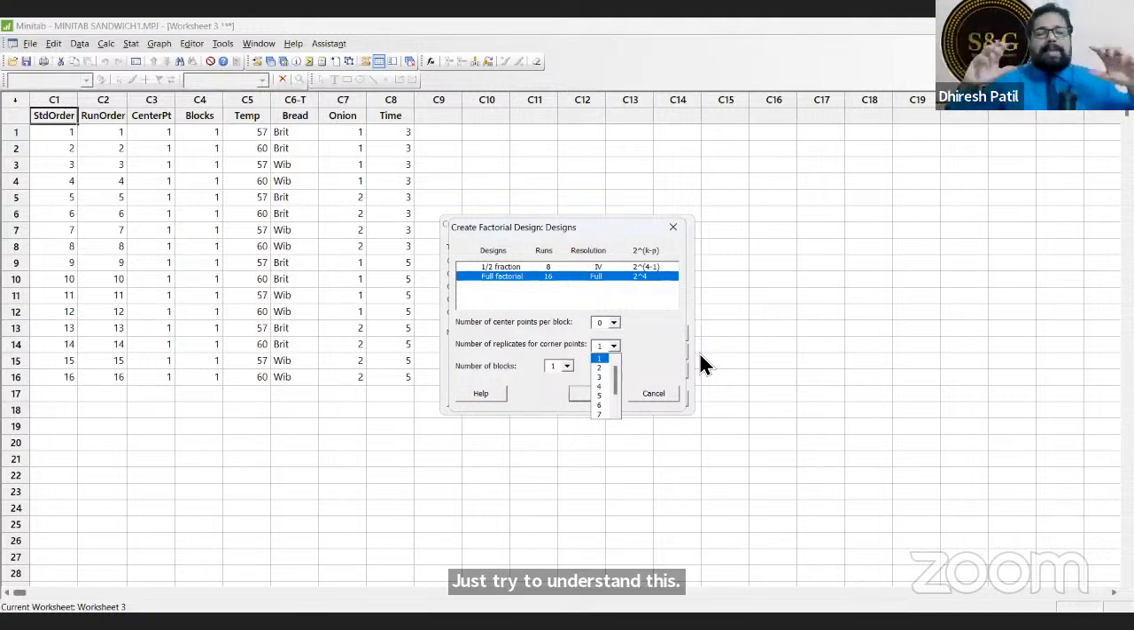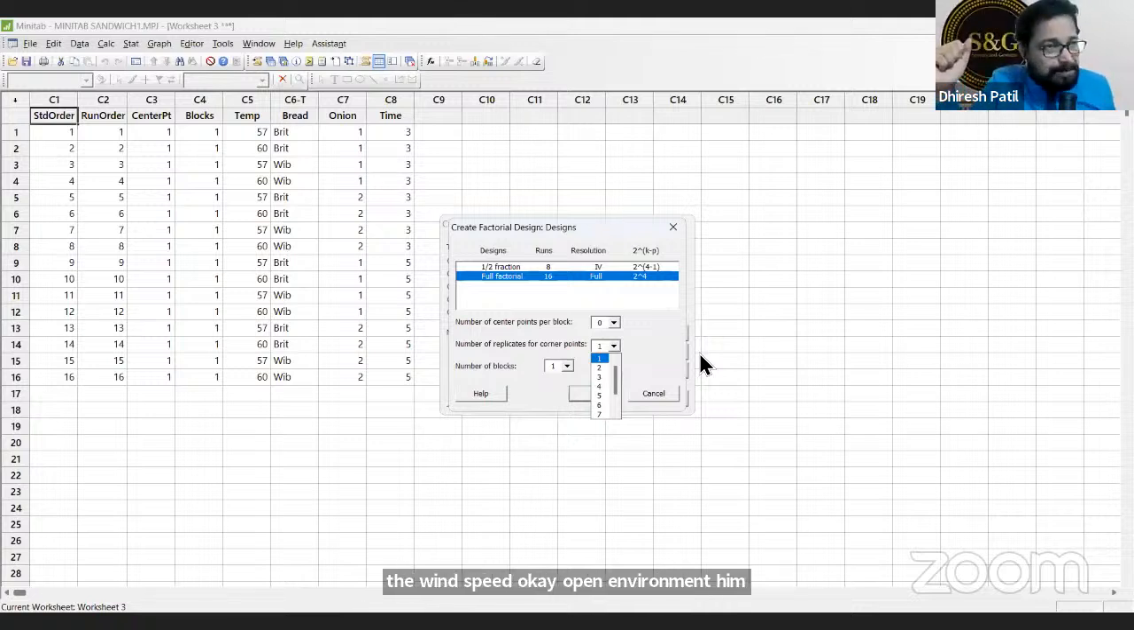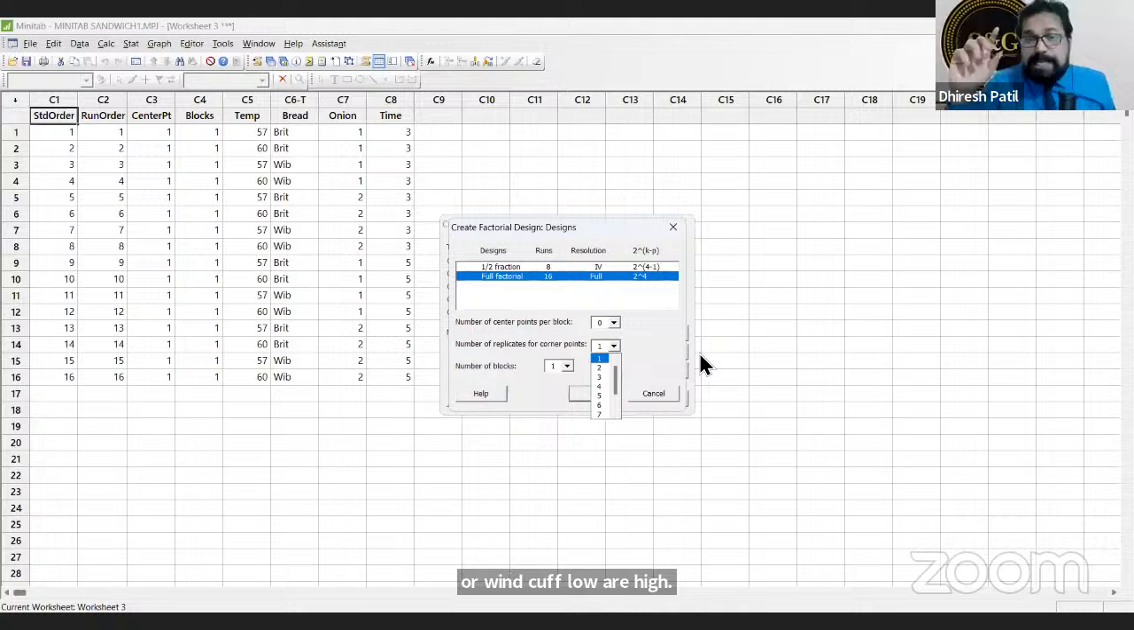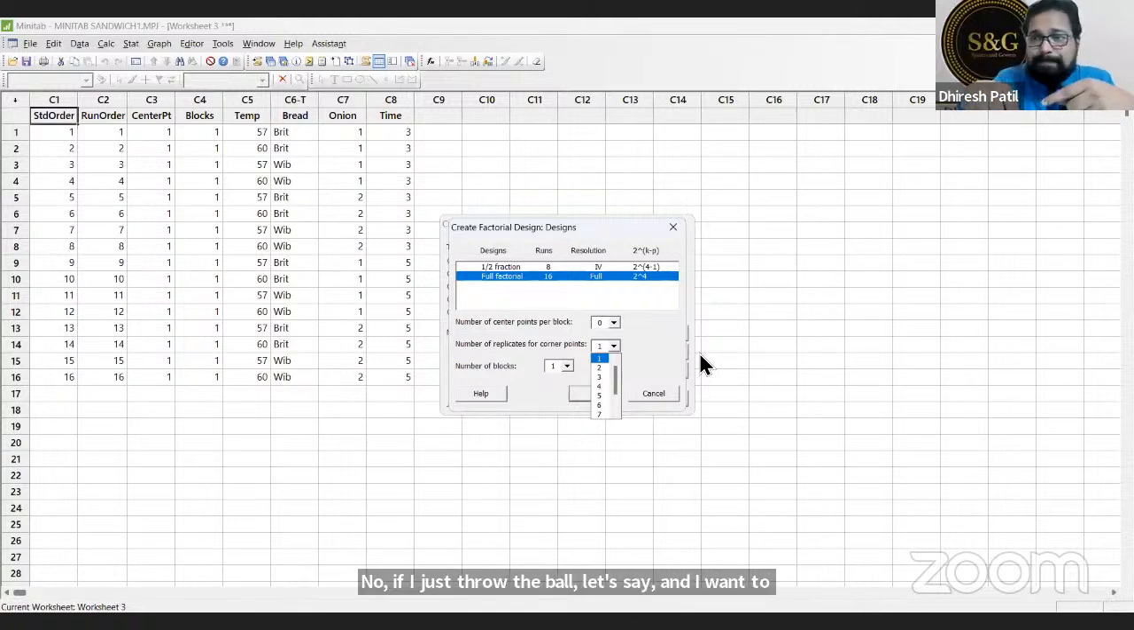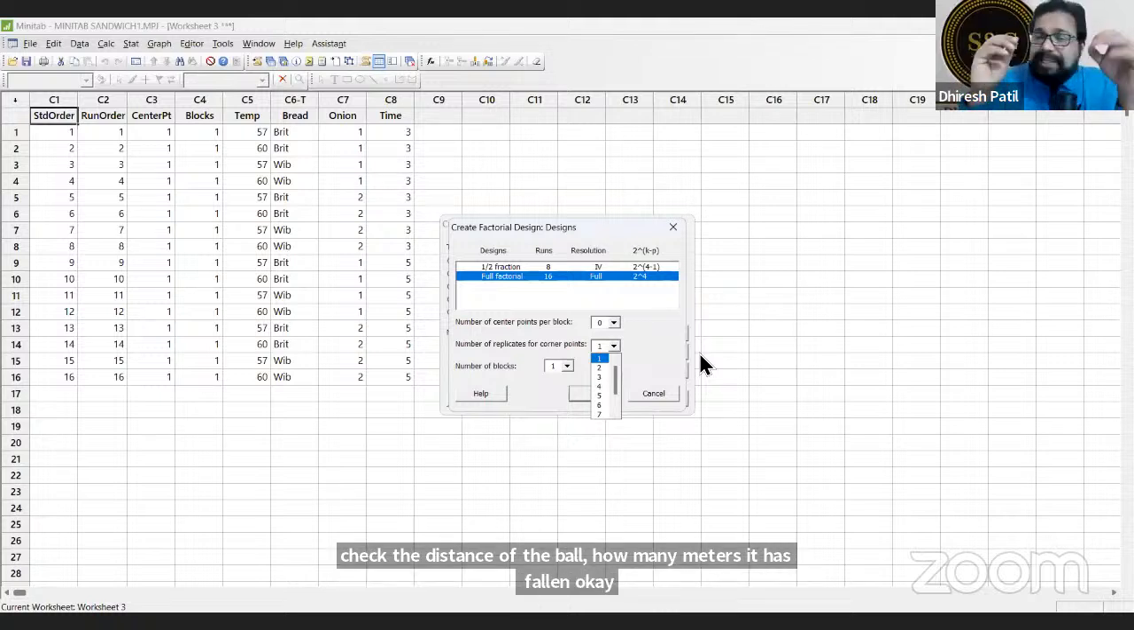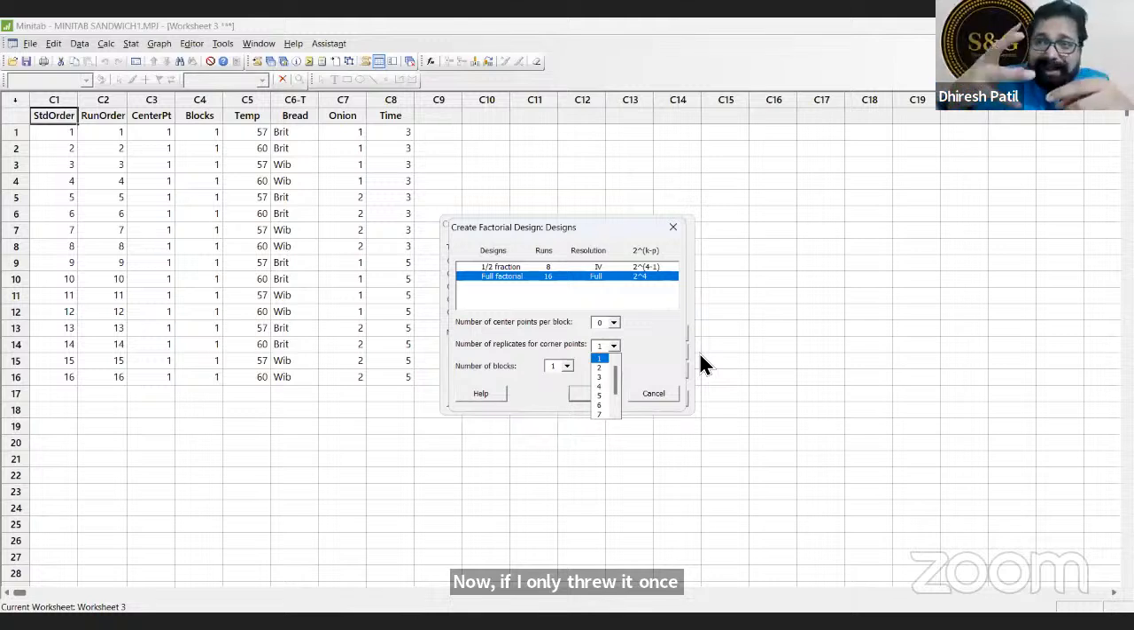Imagine one situation: the wind speed. Okay, open environment है और wind का flow आ रहा है. But we don't have any control over it. Now, if I just throw the ball and I want to check the distance of the ball, how many meters it has fallen. If I only threw it once, I will never be able to gauge the impact of the wind speed, or the wind flow, on that.